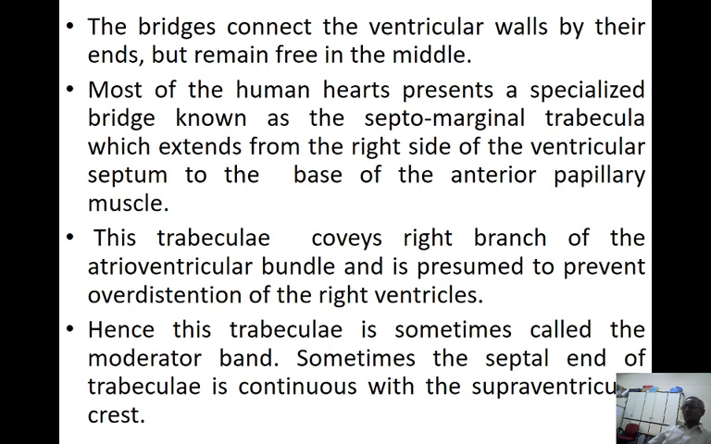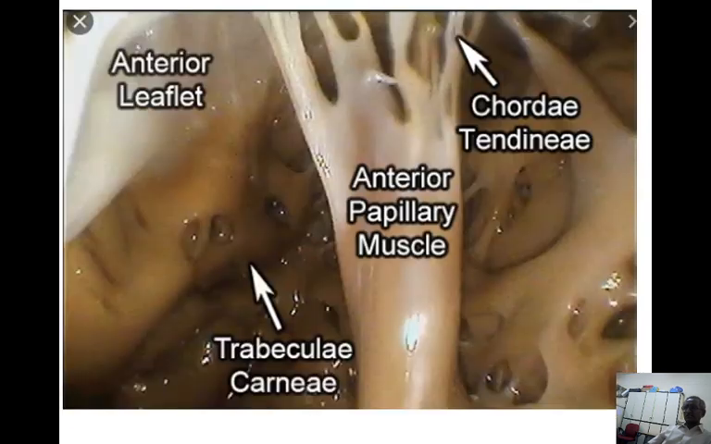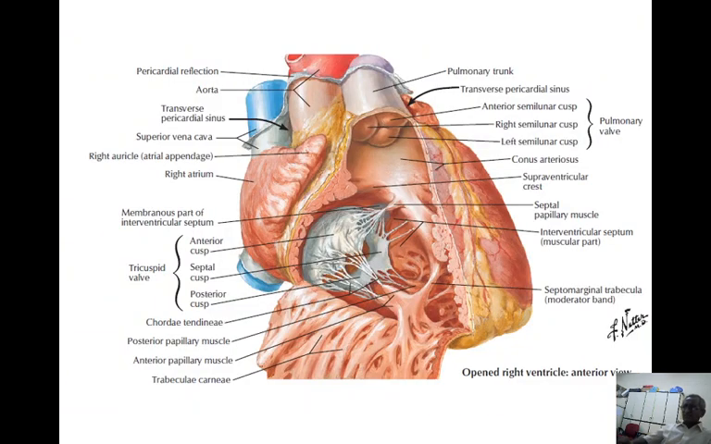So, most of the human hearts present a specialized bridge known as the septomarginal trabecula from the right side of the ventricular septum to the base of the anterior papillary muscle. This is the septomarginal trabecula. This is the anterior papillary muscle. From the septum to the base of the anterior papillary muscle, the septomarginal trabecula extends and it prevents over-distension of the right ventricle. So it is called the moderator band.